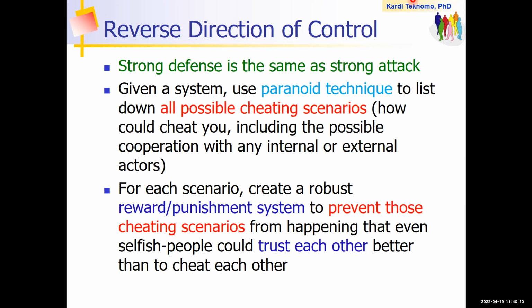I'm teaching you to be paranoid, but in the good way, okay? Including possible cooperation between any internal or external actors. Then for each paranoid scenario, you create a robust reward or punishment system to prevent those cheating scenarios from happening. Remember that even selfish people can trust each other better than to cheat each other. So you reverse the process.